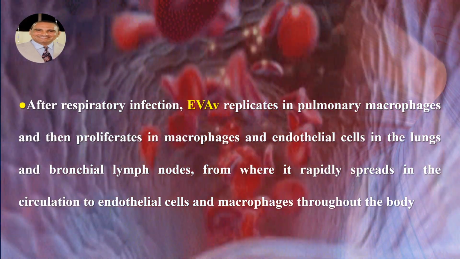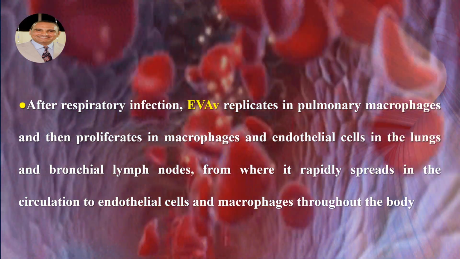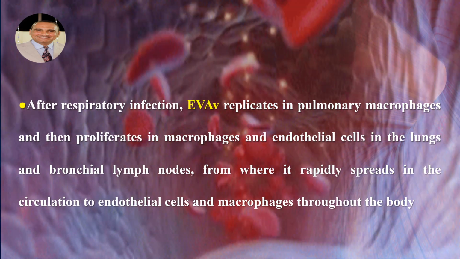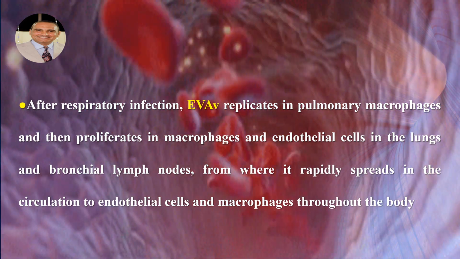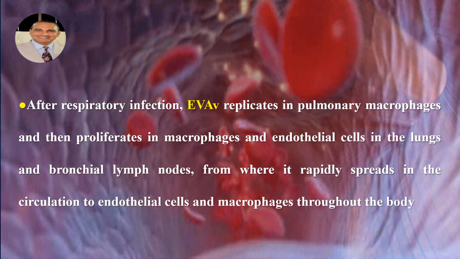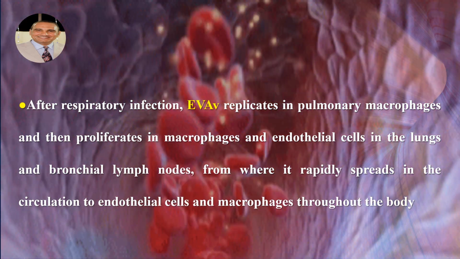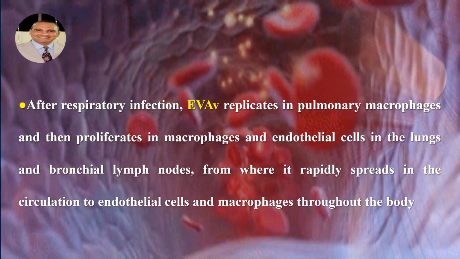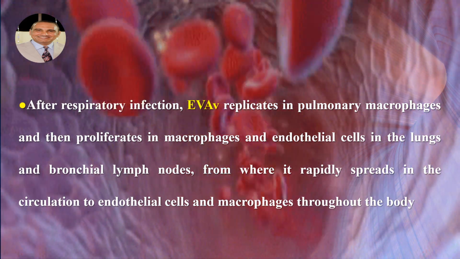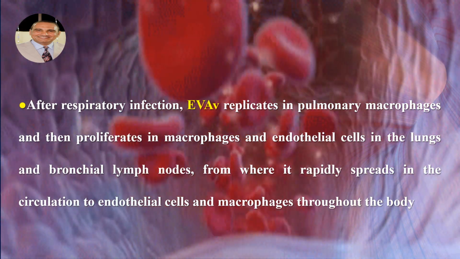Post-respiratory infection, equine viral arteritis virus replicates in the pulmonary macrophages and then proliferates in macrophages and endothelial cells of the lung and the bronchial lymph nodes, from where it rapidly spreads in the circulation to endothelial cells and macrophages throughout the whole body.